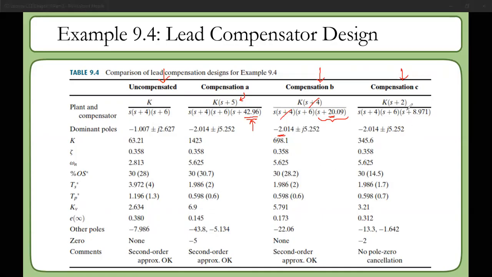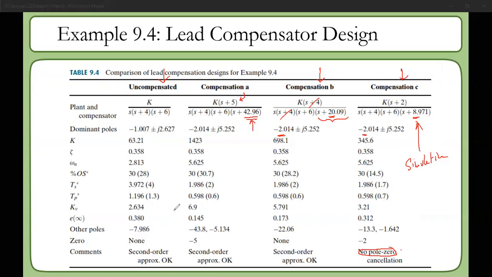What about the third one? Whenever we're placing the pole at -2, as you can see here at -2, the higher order pole is this one, which is -8, which is not more than 5 times. So actually the second order approximation doesn't apply. Because of that, for this particular case, you have to verify it by simulation. Simulation has to be there, otherwise we cannot be sure about the result.